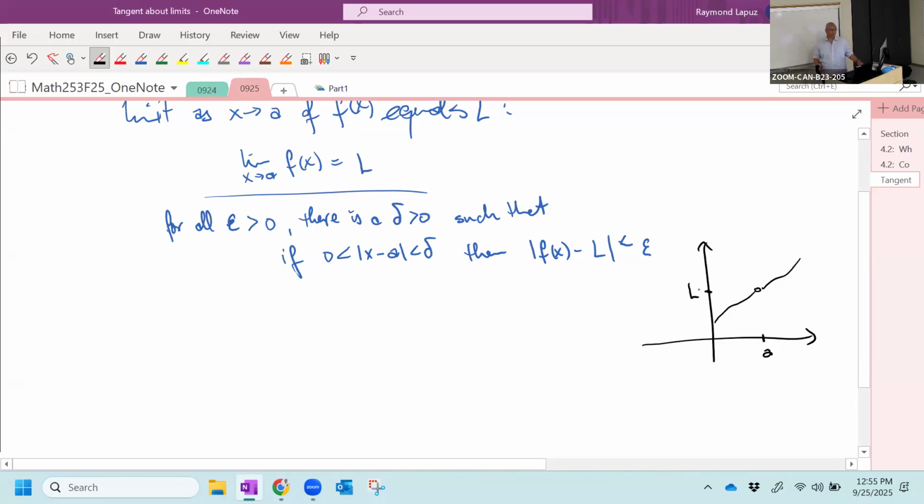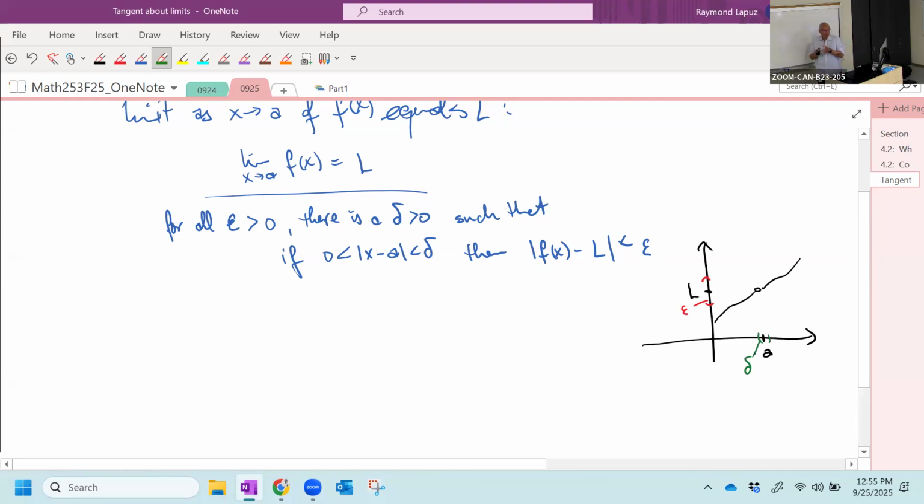Okay. All right, so the idea is that you're trying to show me that this limit exists, so I'm going to give you an epsilon. Usually I give you a small epsilon, so you've got to work with a small epsilon, and the epsilon is going to be some distance away, and I can make this as small as I want. Your task is to find me a delta.